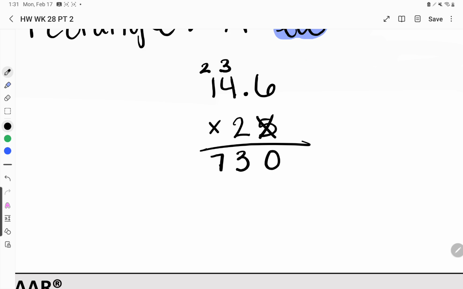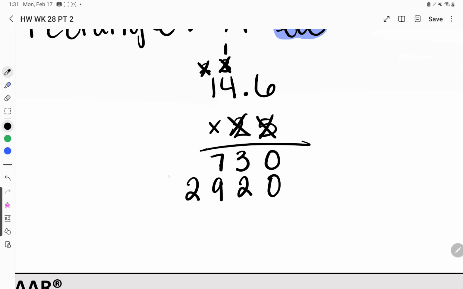So I'm on my next row now. So what do I do? Add a 0. All right, what's 2 times 6? 12. So I write down a 2, carry my 1. What's 2 times 4? 8. 8 plus 1. 9. And then I have 2 times 1, which gives me 2. I finish with my 2.